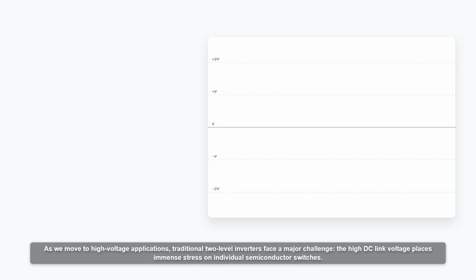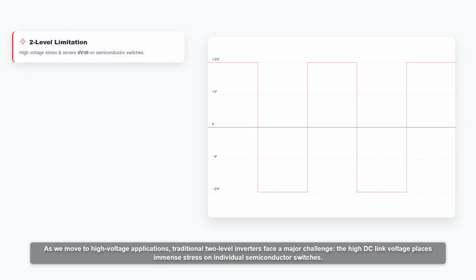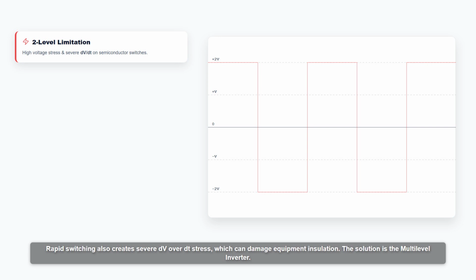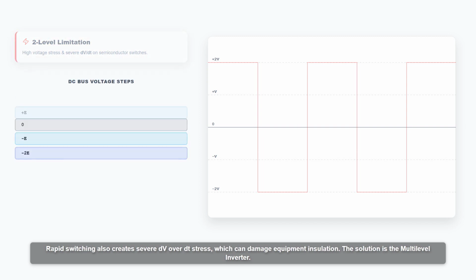As we move to high voltage applications, traditional two-level inverters face a major challenge. The high DC link voltage places immense stress on individual semiconductor switches. Rapid switching also creates severe dV/dt stress, which can damage equipment insulation. The solution is the multi-level inverter.